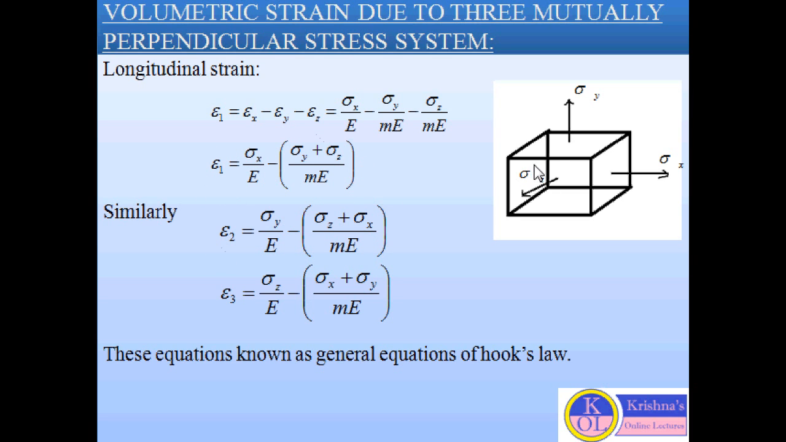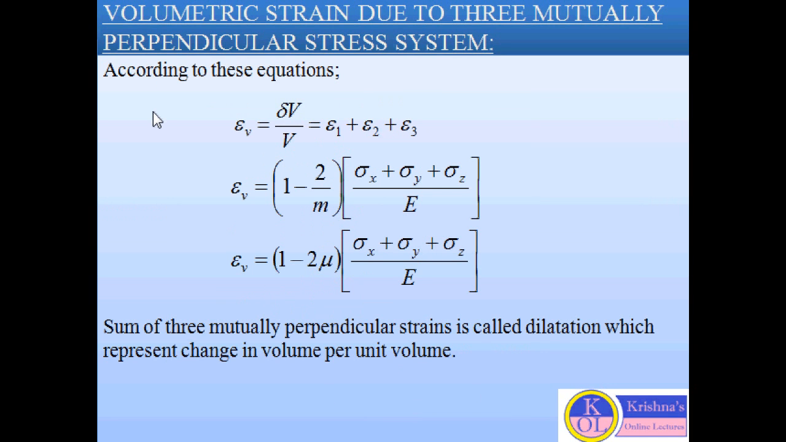Similarly, if we consider eta 2, the strain in y direction, as the longitudinal strain, then the equation for the longitudinal strain will be this. And similarly in z direction, if we consider the strain as the longitudinal strain, the equation will be this. So these equations are generally known as the general equations of Hooke's law. According to these equations, we can find the value of volumetric strain. Here is the equation of volumetric strain.